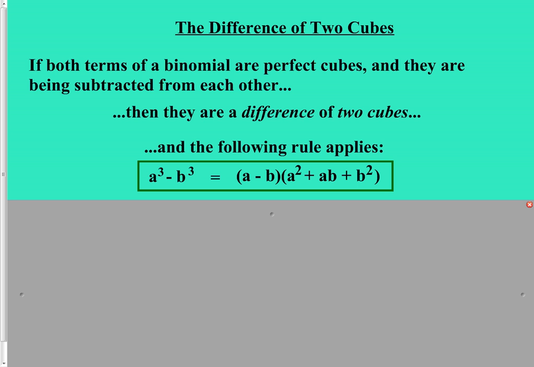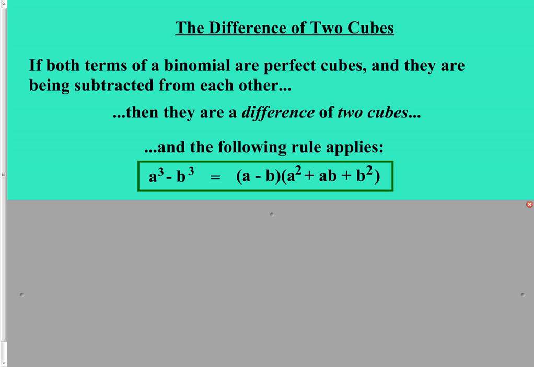But again, don't freak out too bad, because if you're paying attention, you will see that this formula is not hardly any different from the sum of two cubes. There's only two little changes on this formula from the last one. First off, the last one was a sum of two cubes. This one is a difference. Take a look at the binomial, a minus b. For the sum of two cubes, that binomial is a plus b.